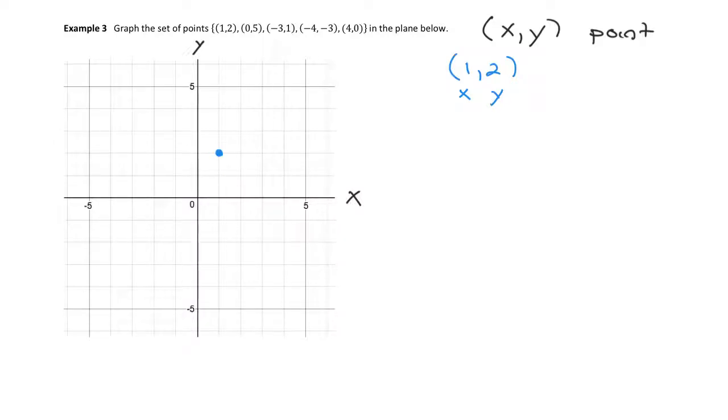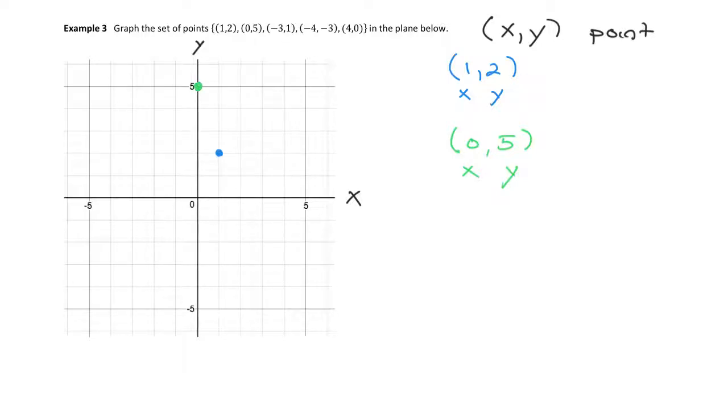Anyways, continuing with this, let's look at the point 0, 5. Again, x is 0 and y is 5. What this means is, if we start at 0, 0, since x is 0, it means we're not going left or right, we're stuck right here, but then we go up 5 places to this location here. So that's the point 0, 5.